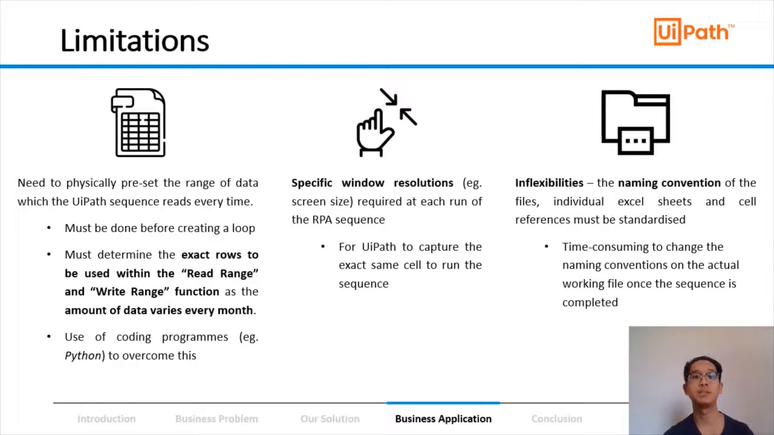Next, we require specific window resolutions, such as the screen size of the specified Excel sheet during each run of the RPA sequence. This was necessary for UiPath to capture the exact same position to run the sequence on the same device. And finally, the UiPath program is somewhat rigid. For instance, the naming convention of the individual Excel sheets has to be standardized. It is time-consuming to change the naming conventions once the sequence has undergone testing.